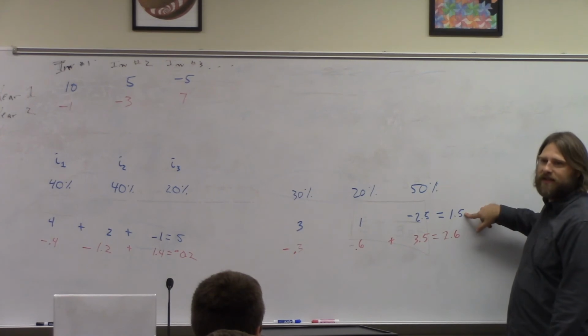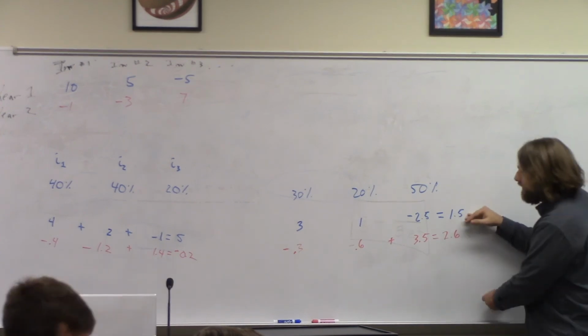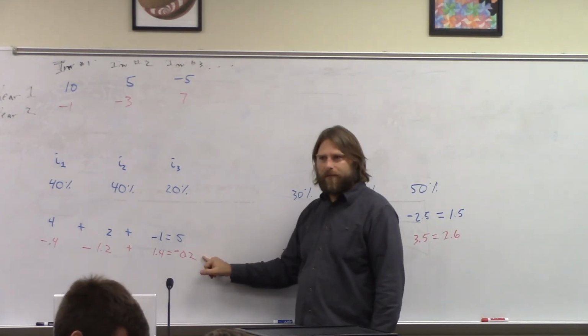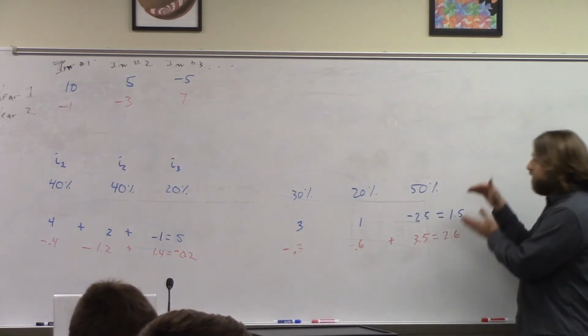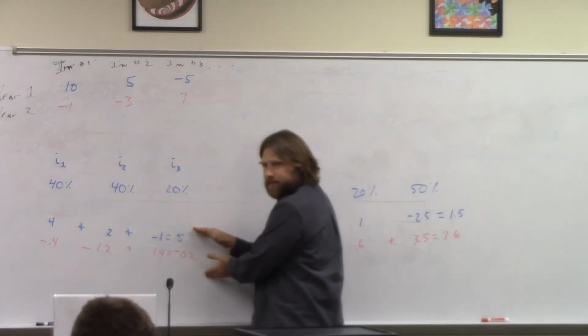So now our worst case scenario is here, 1.5. Everything else I said was still valid, right? The worst case scenario here is better than the worst case scenario over here. So because we're caring about that worst case scenario, we would prefer this scenario over this scenario.